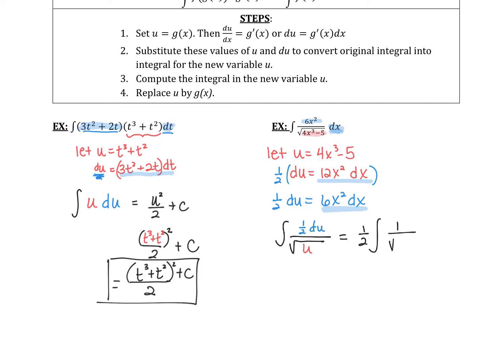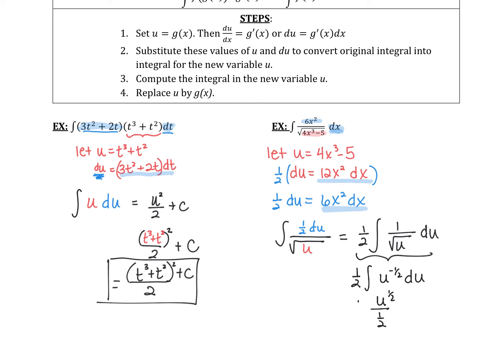So we might just say this, 1 over the square root of u du. These are equivalent expressions. And in my mind, this is a much easier integral to solve than the original, because I can undo this integral. And it may even help you to rewrite it one step further by saying 1/2 the integral of u to the negative 1/2 du.